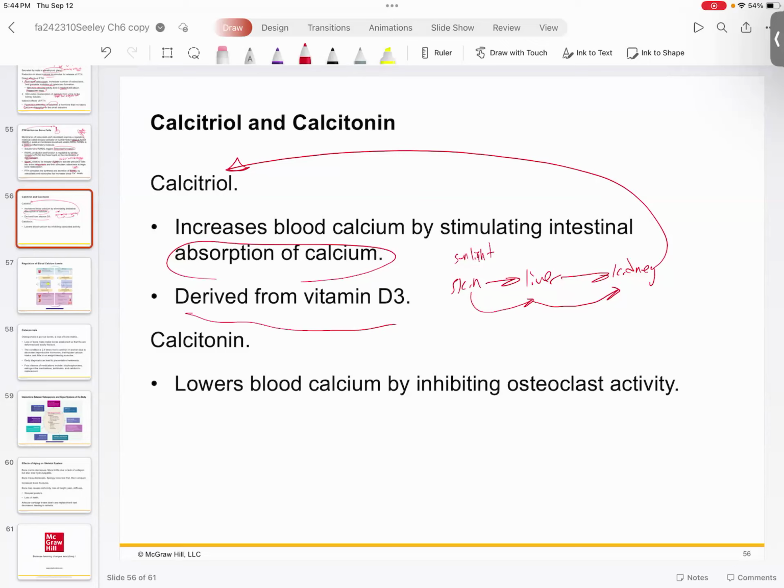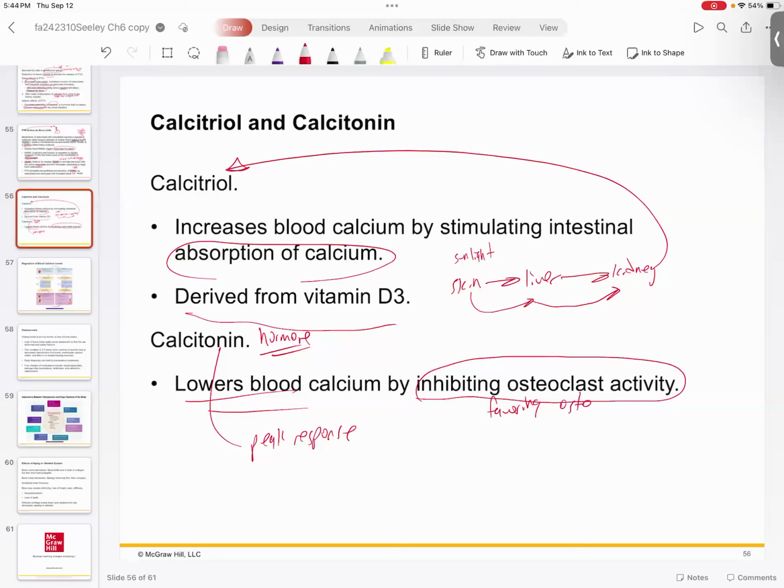Okay. Now, calcitonin is basically a hormone, and it controls blood calcium levels by lowering those blood calcium levels. So calcitonin is what I call a peak response, because its job is to basically inhibit osteoclastic activity and thereby favor osteoblastic deposition.